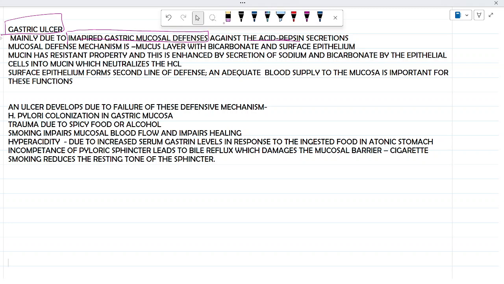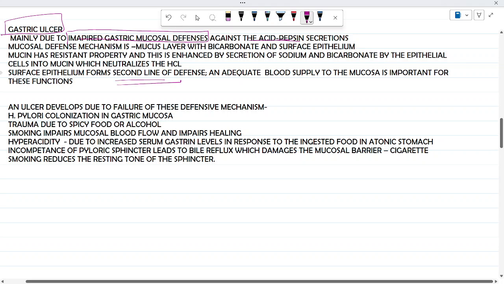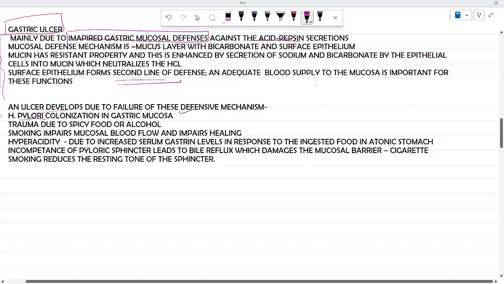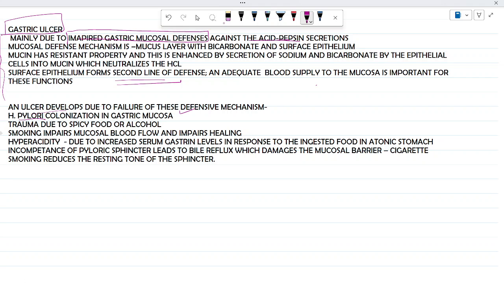Second is the surface epithelium. It again forms a second line of defense, and an adequate blood supply to the mucosa is important for maintaining all of these normal functions. An ulcer develops when there is a defect or failure of this defensive mechanism, and that leads to colonization of Helicobacter pylori. Also, if one is taking excessive spicy food or alcohol, it can lead to trauma.